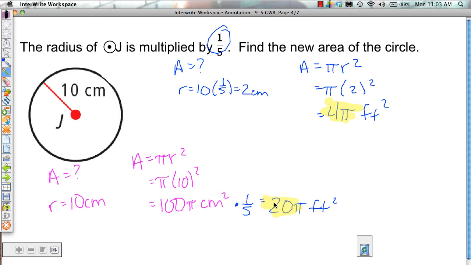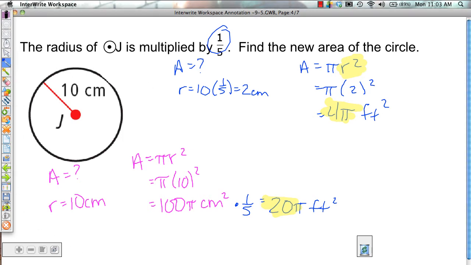Well, let's think about this. How many radii do we have in our formula? We are squaring the radius, which means we actually have 2 radii. So if we have 2 radii, we have to use that scale factor twice.